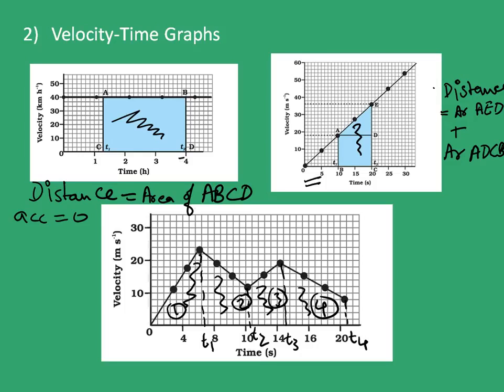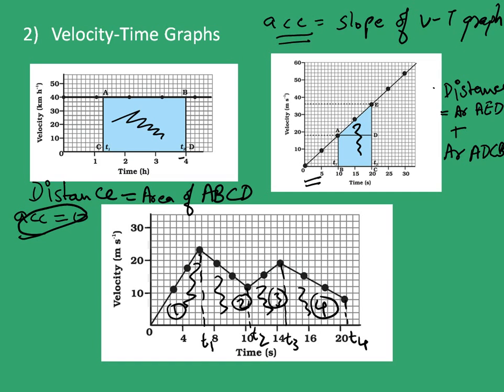Now the third information that we get from velocity time graphs is the acceleration. Acceleration is the slope of the velocity time graph, VT graph. So in the first case, the slope is 0, hence acceleration is 0. In the second case, we see that acceleration is constant, and the slope in this graph is positive, therefore the acceleration is positive.